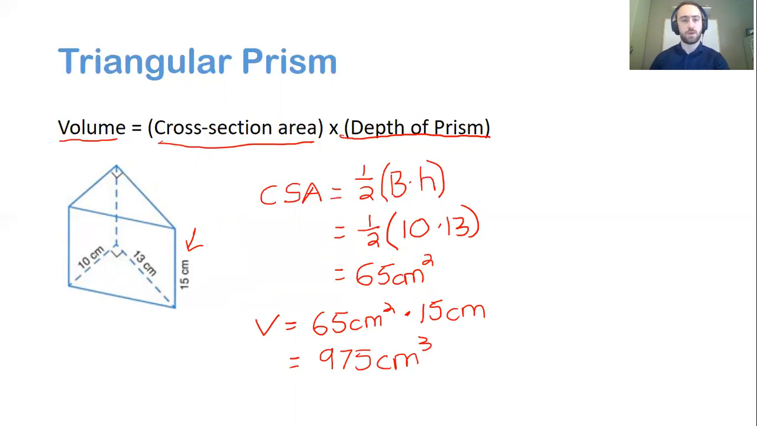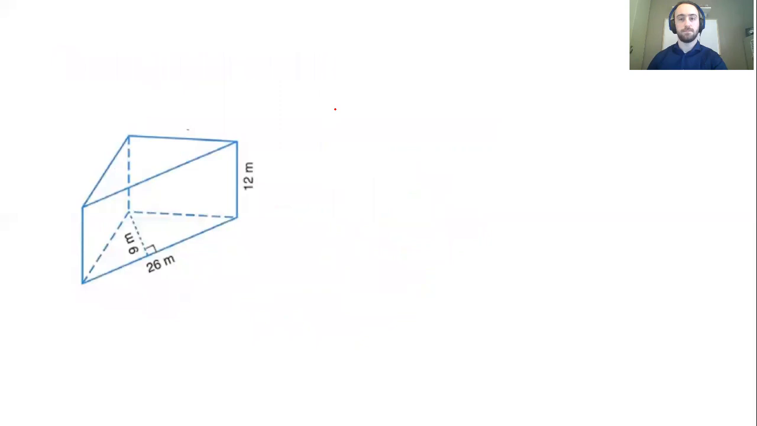So nothing changes with triangular prisms versus rectangular prisms. The only thing changing is our formula for our cross-sectional area. Let's try another one. So at first, we're going to solve for a cross-sectional area, which is 1/2 base times height, because again, our base of our prism is a triangle.